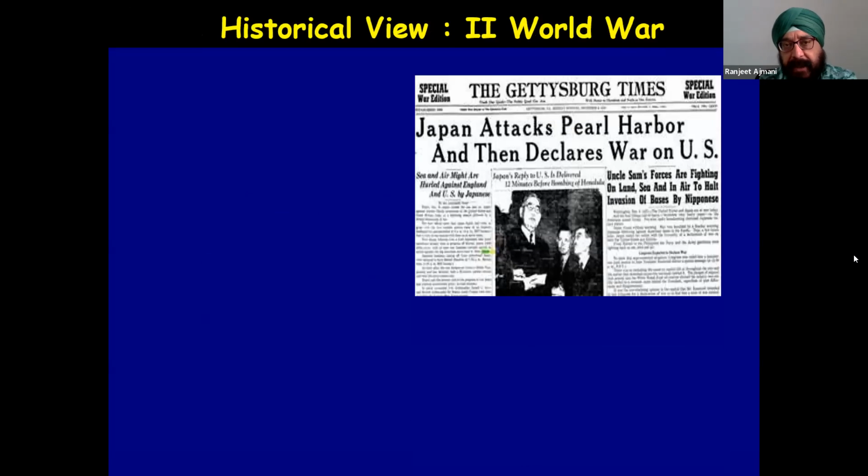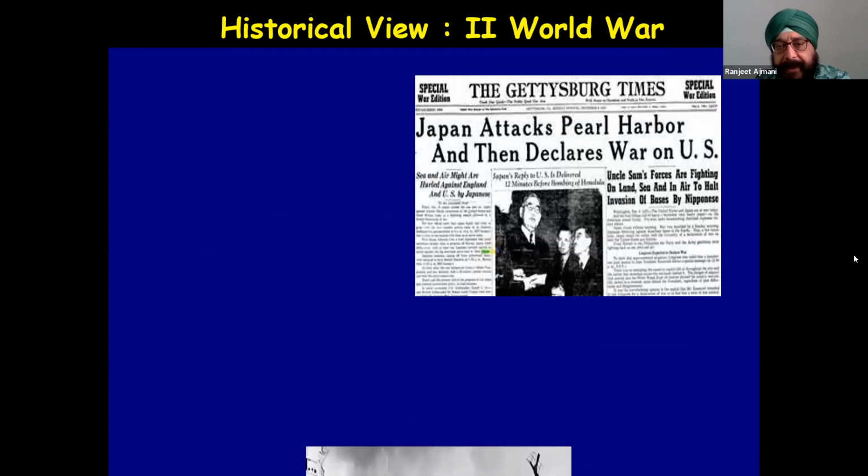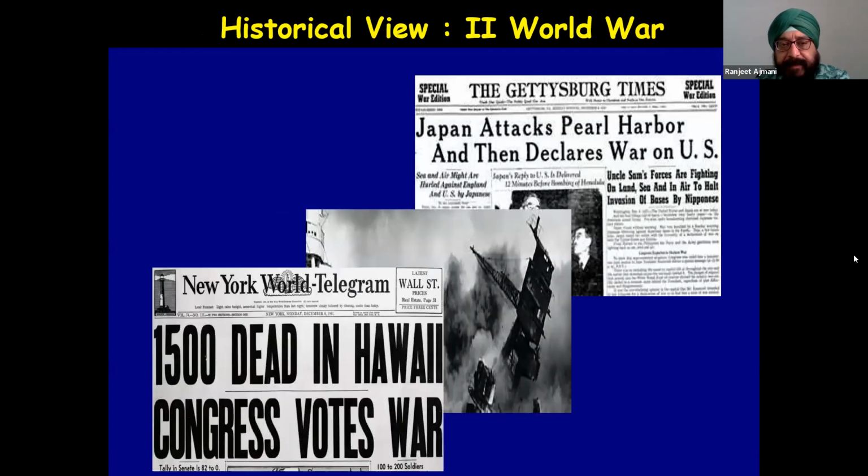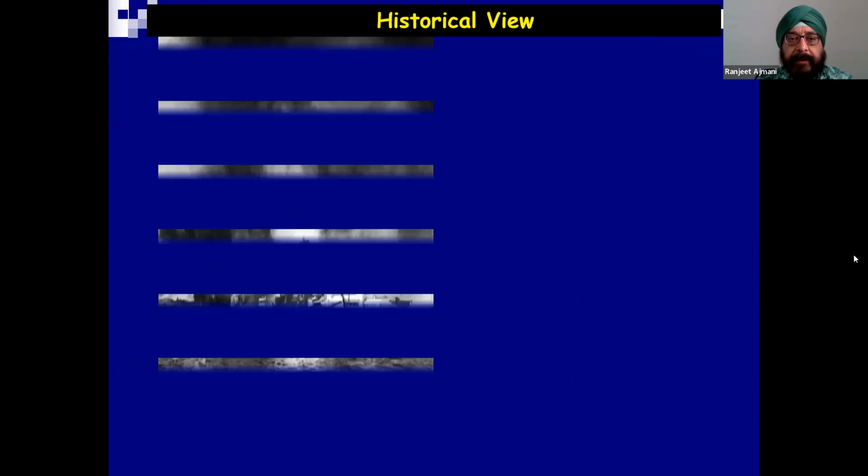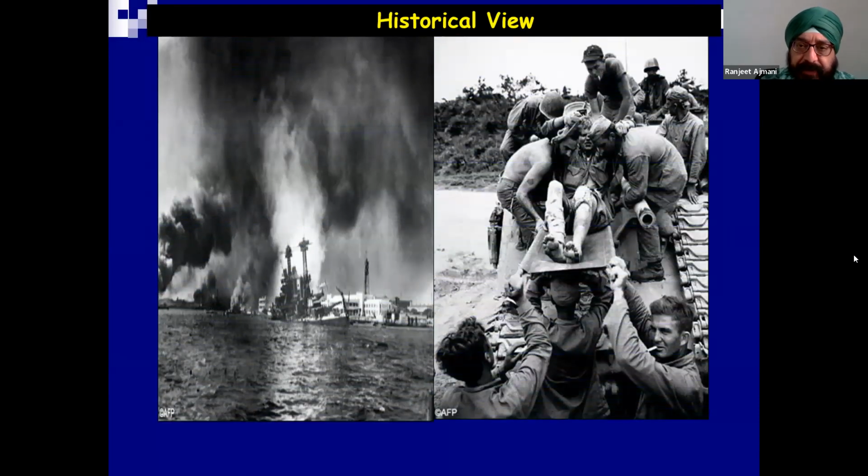So where does it start? The plasma product journey starts during the Second World War, when the Pearl Harbor attack happened. You can see these pictures of December 1941. At that point in time, during the Second World War, there were a lot of casualties. And these are pictures of the Second World War.